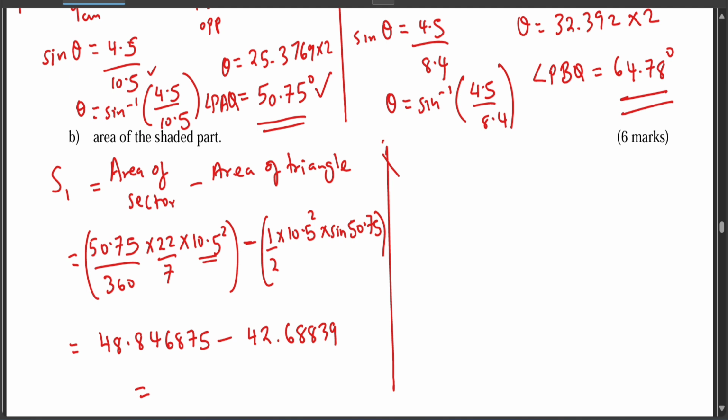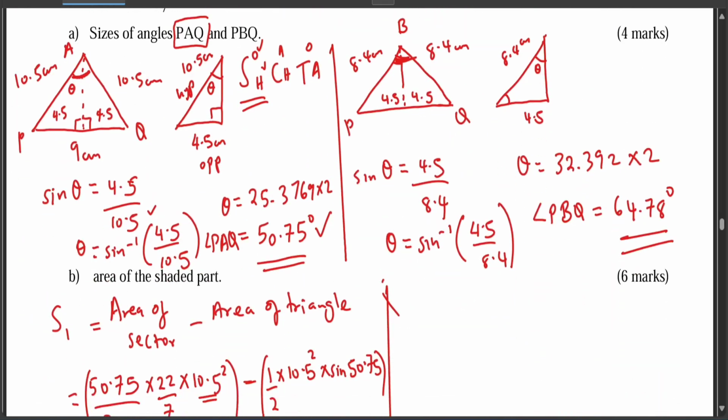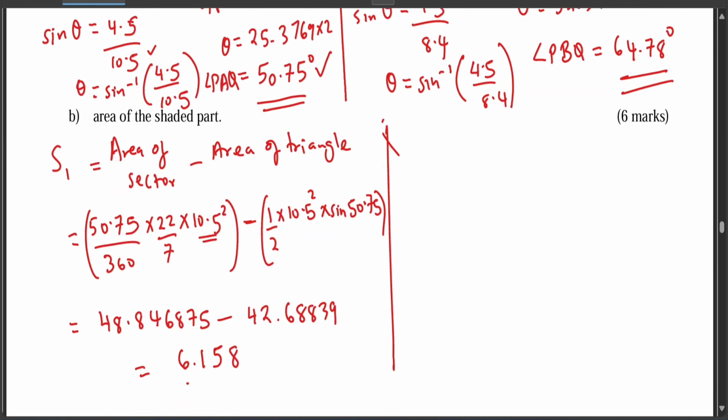Just a moment, I'm confirming something. Okay, it's important sometimes to confirm, to check whether your answer is right or wrong. So if you subtract those, it gives you 6.158. Let's write it to 4 centimeters cubed. Is it centimeter? Yeah, centimeter squared, not cubed. So that's for segment 1.